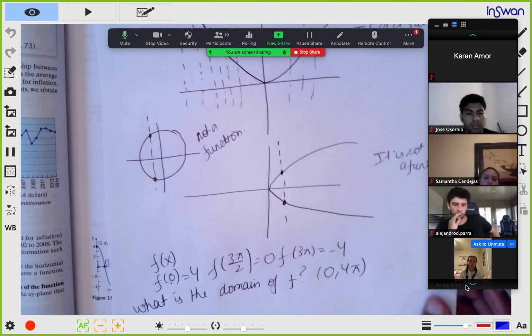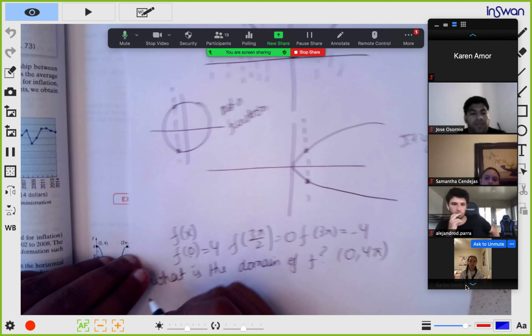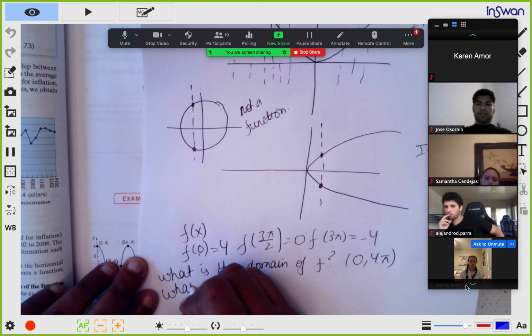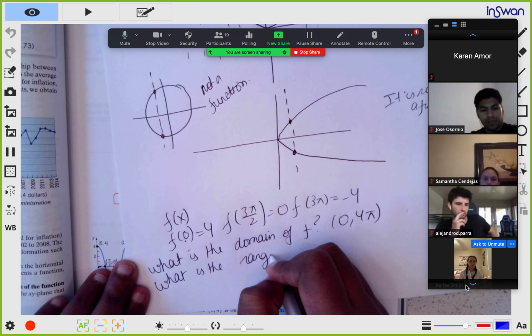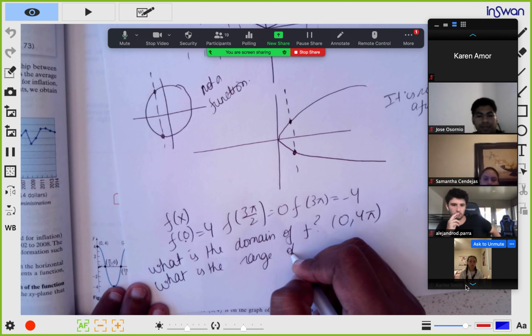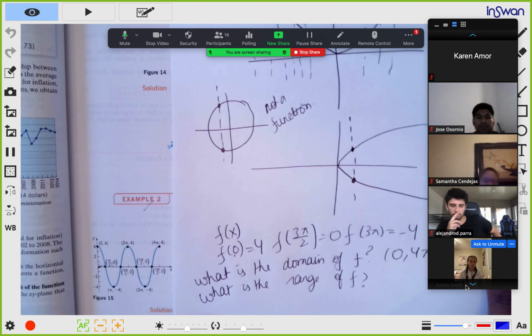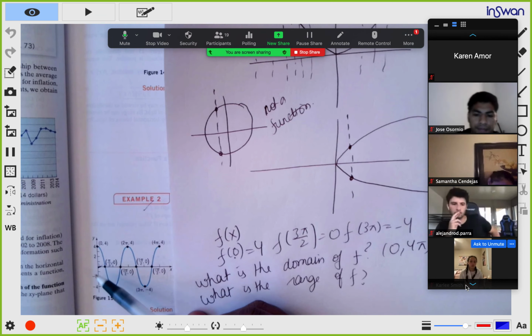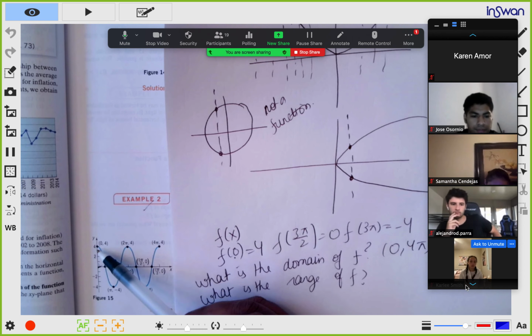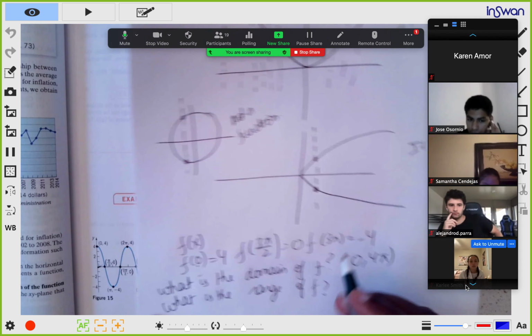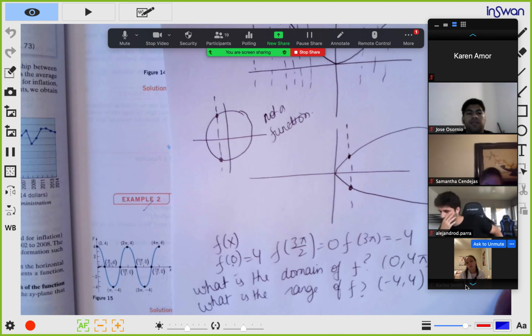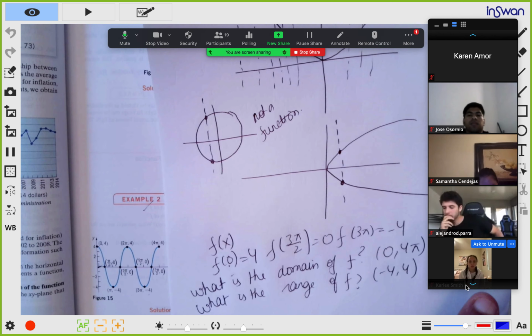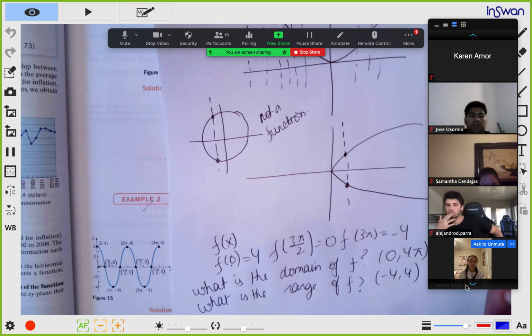Okay. So what is a range? Domain is basically the x-axis. Range is basically the y-axis. So see, it's going from here to here. So it is negative 4 to 4. You always write the smaller number first, then the higher number. Anyone who's having any doubt with these problems?